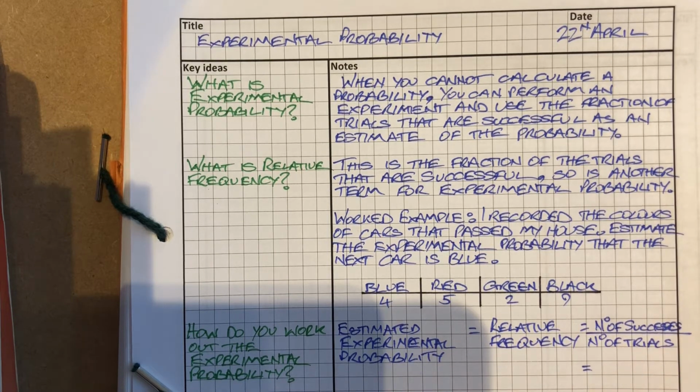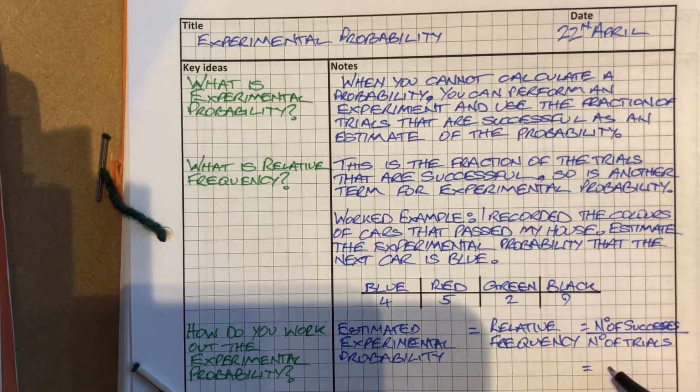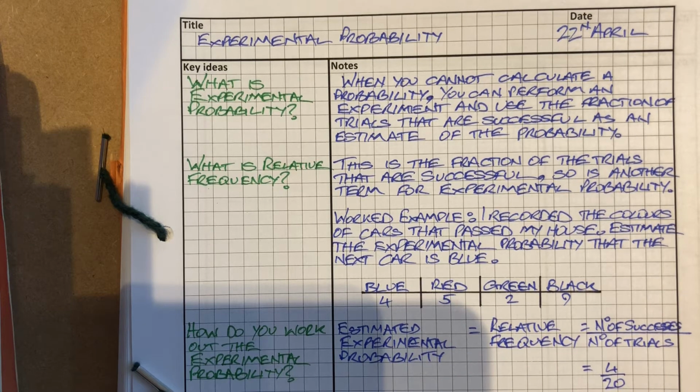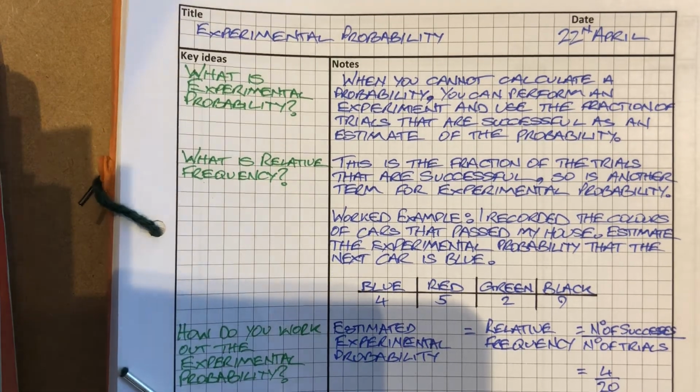So in this case, I want blue cars. So how many blue cars came past my house? There were 4. Over the total number of trials, how many cars came past my house? Well, 4, add 5 is 9, add another 9 is 18, add 2 is 20. I'm counting them in the way that makes it easier for me to add them up. So 4/20. That is my experimental probability.